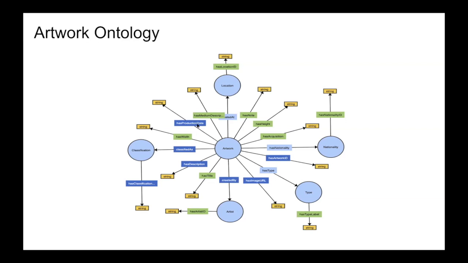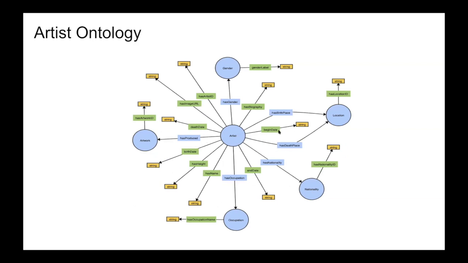The rest are the data properties, and the data properties include medium description, production date, note, height, acquisition, artwork ID, image URL, title, and description.